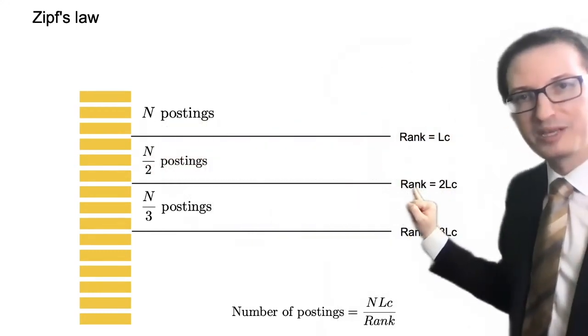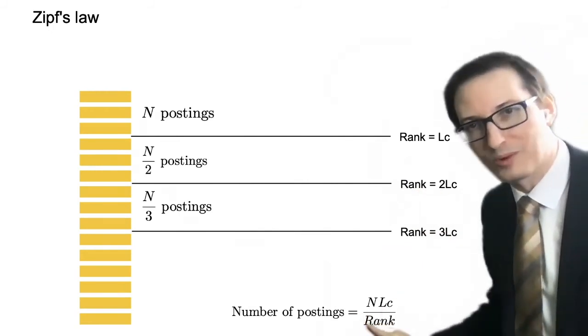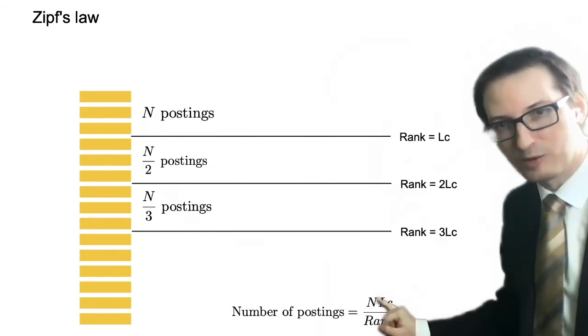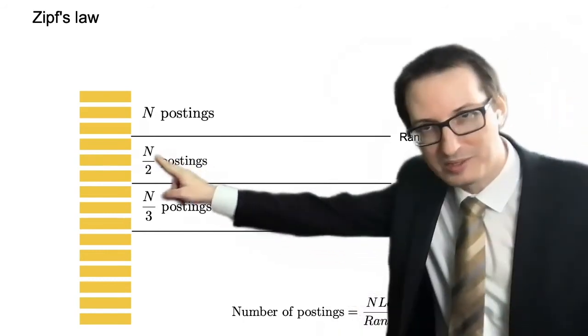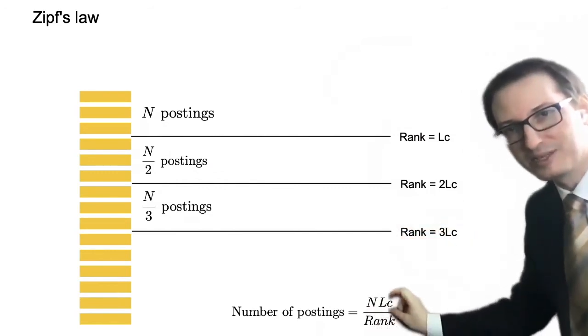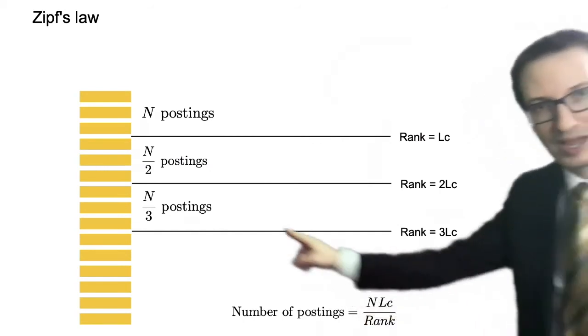Then for the next block, rank 2LC, I replace the rank with 2LC. That simplifies: LC and LC cancel out. So now I have N over 2. Now I put my new rank here, 3LC, and the LC again goes away. I only have the 3 that is left, so N over 3.